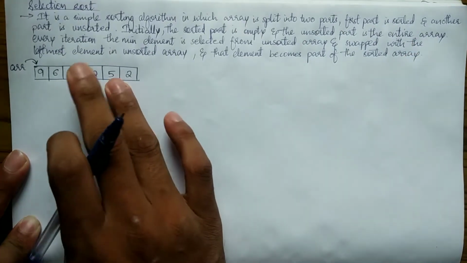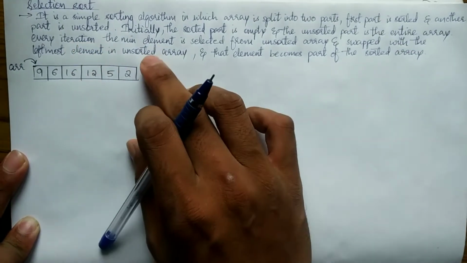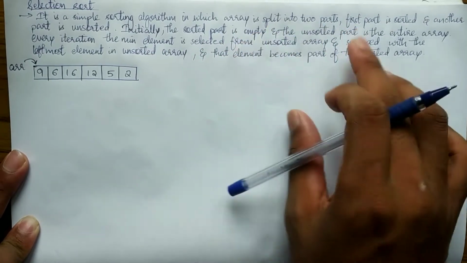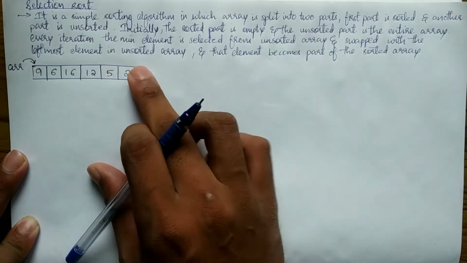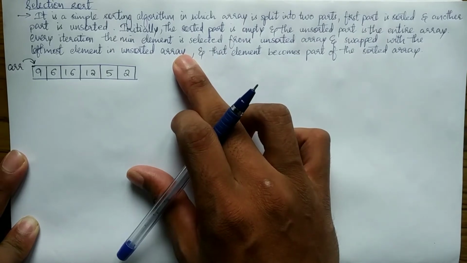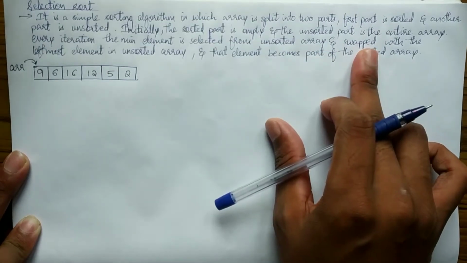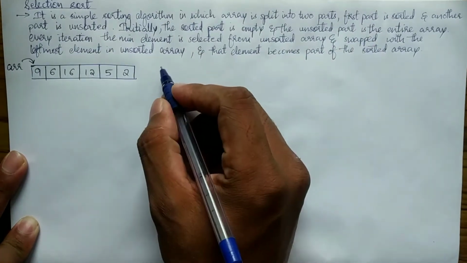So what we will do, in every iteration we find the minimum element from the unsorted array and swap it with the leftmost element in the unsorted array, and that element becomes the part of the sorted array. Let's see this with an example.